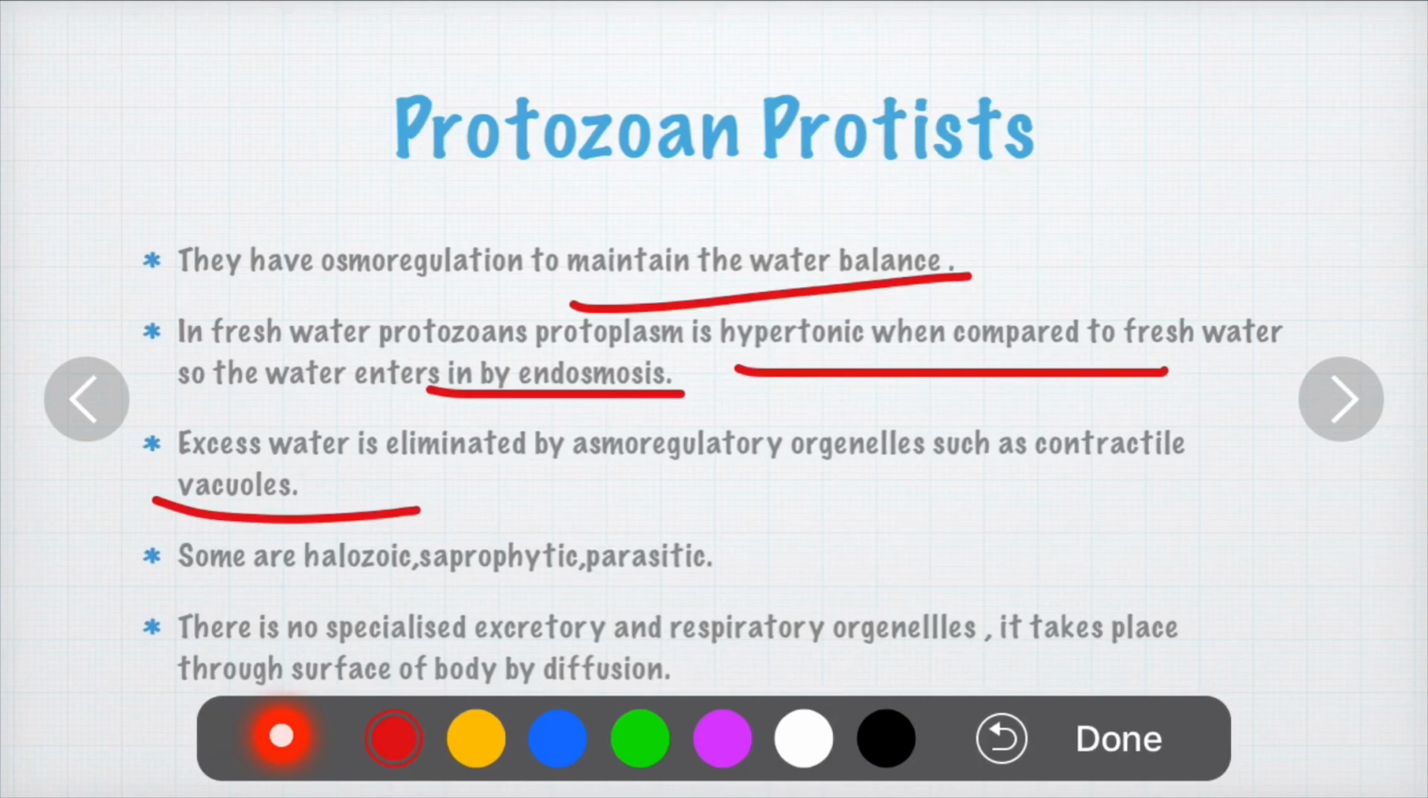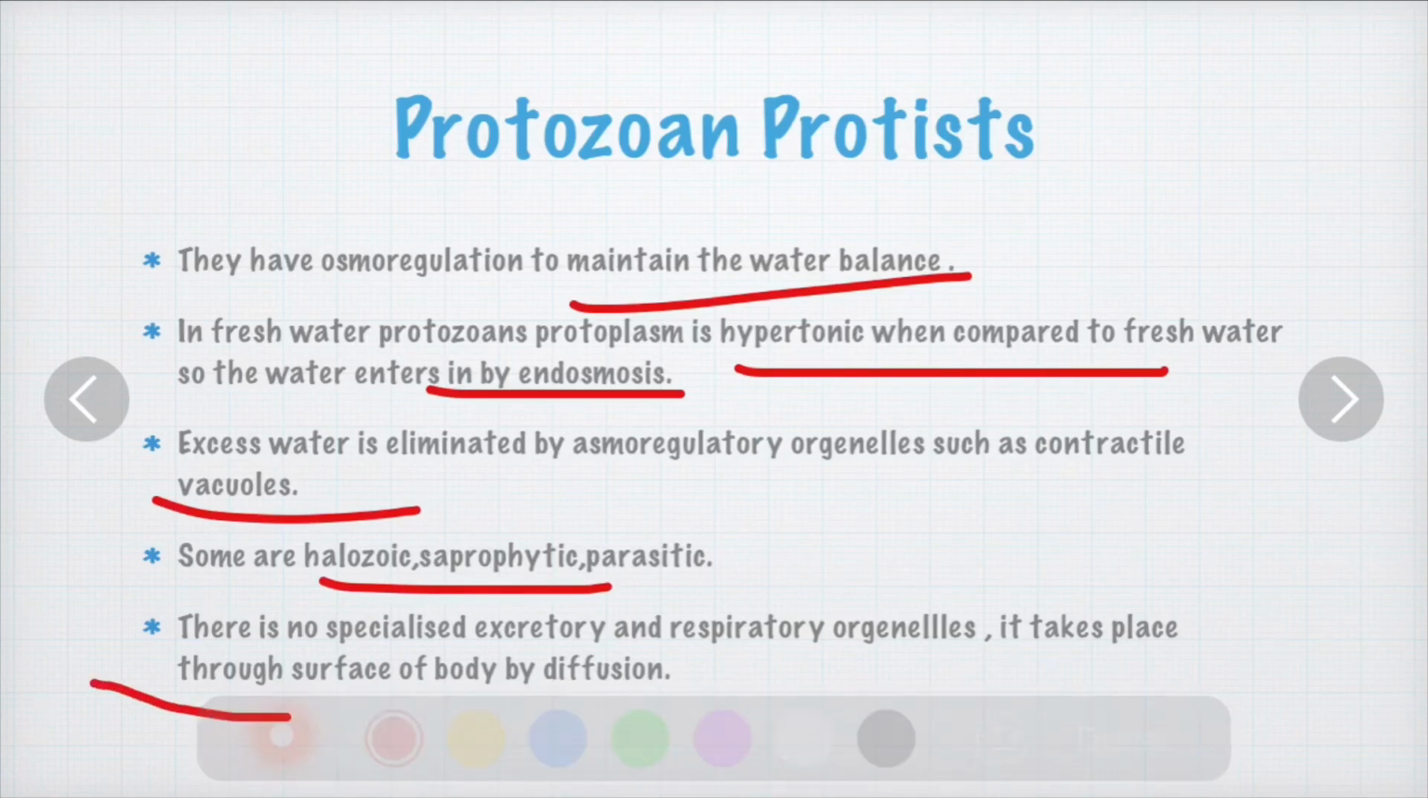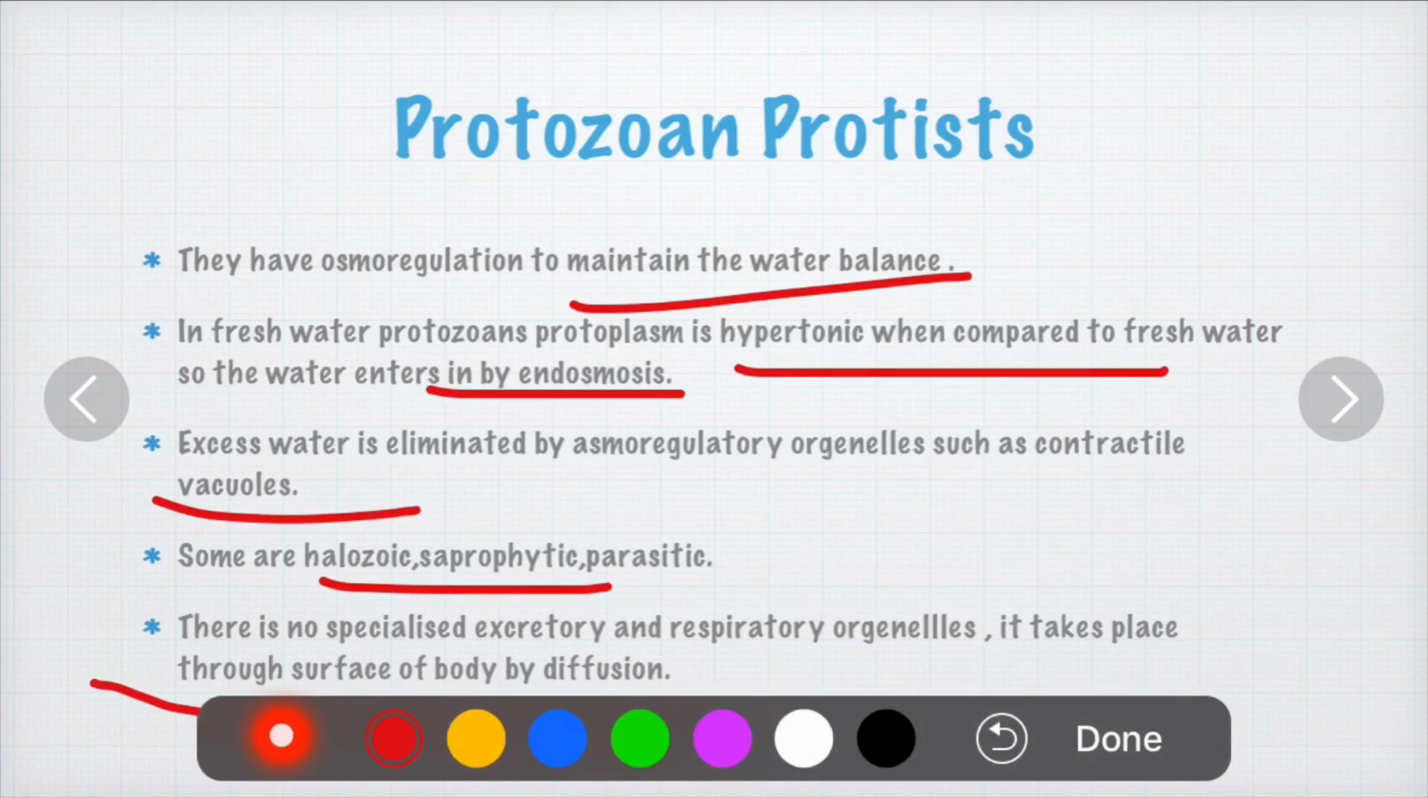Not all the protozoans are photosynthetic and parasites. There are holozoic and saprophytes. So they can get the nutrition from the dead matter, or they can engulf the entire organism as a food. There are no specialized excretory or respiratory organs in case of protozoans. It only happens through the surface of the body. It is by the diffusion.